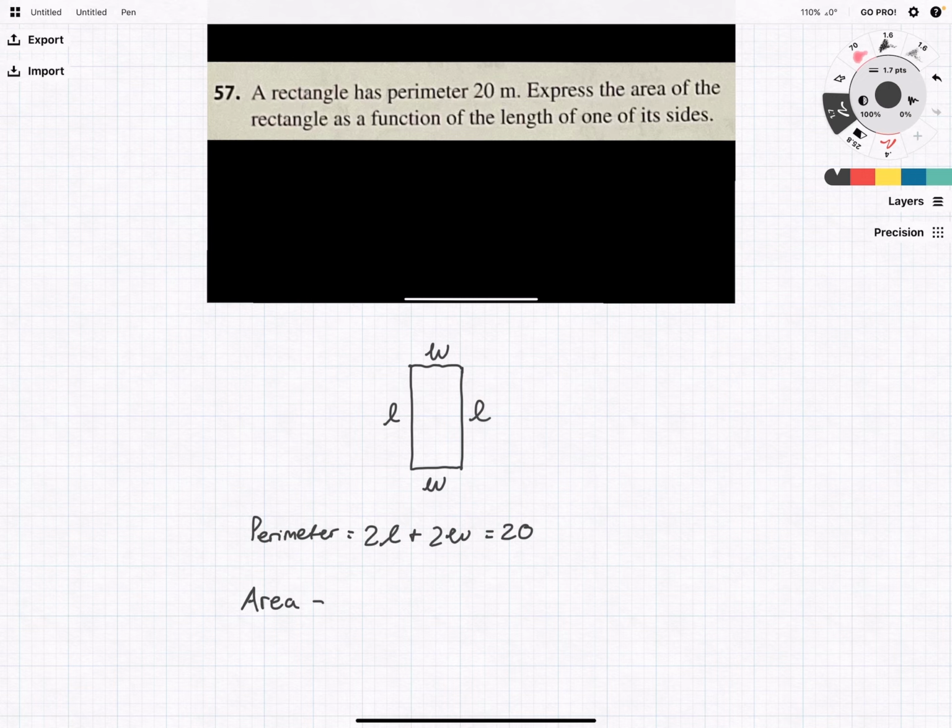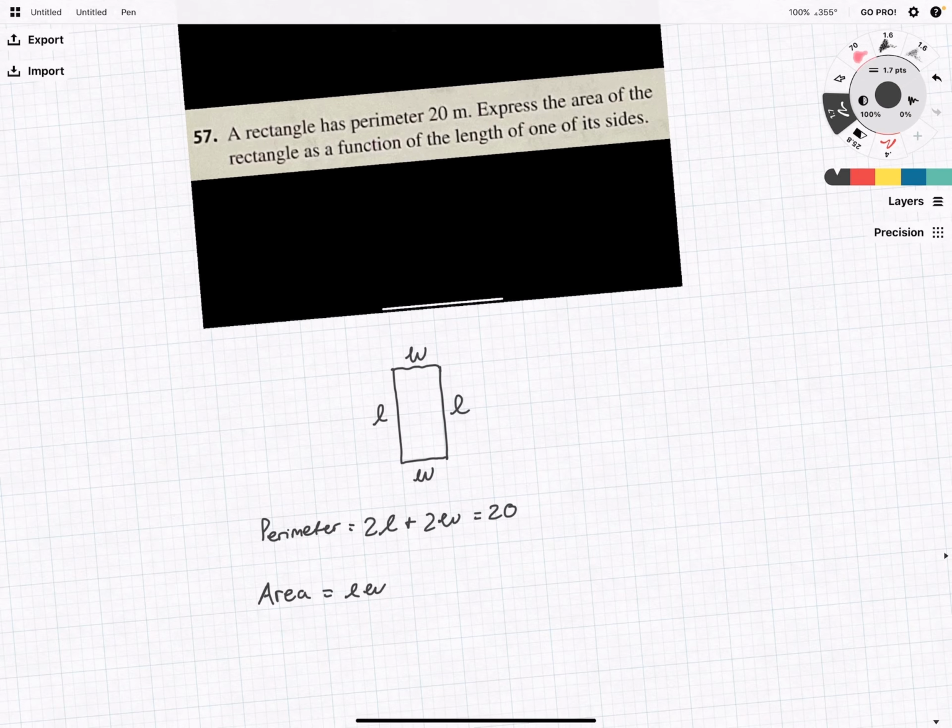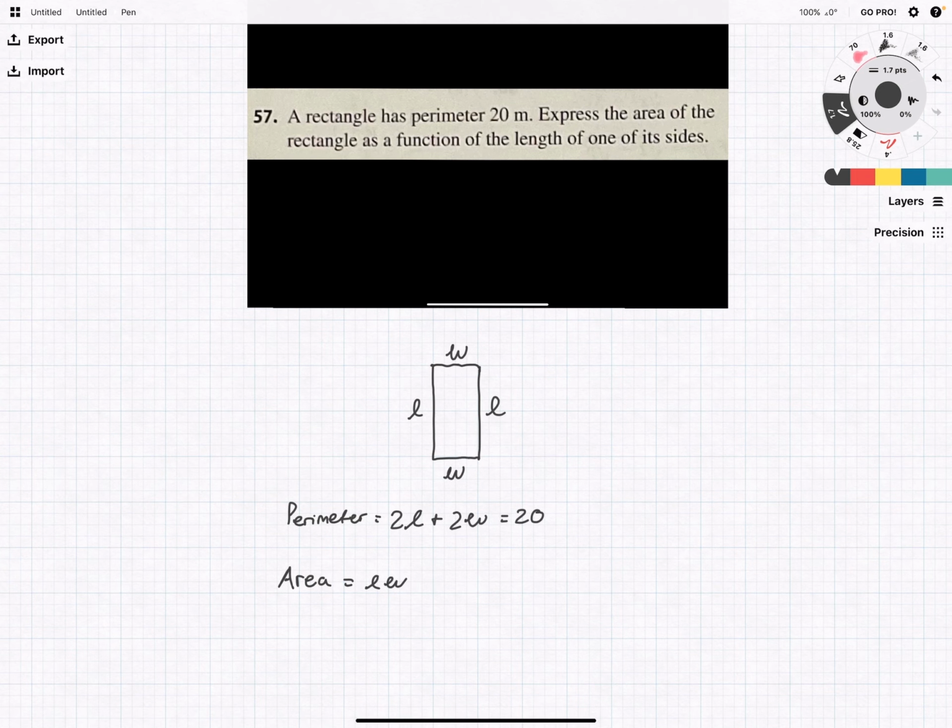rectangle, area is going to be equal to length times width. And we don't know the area. We do know the perimeter though. So what we can do, and it says express the area of the rectangle as a function of the length of one of its sides, so we'll try to get it in terms of L.